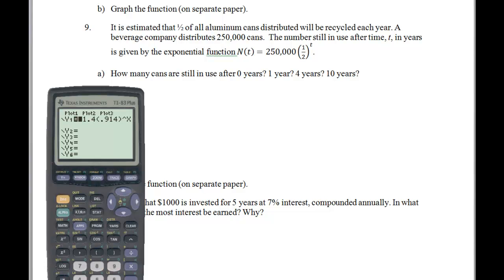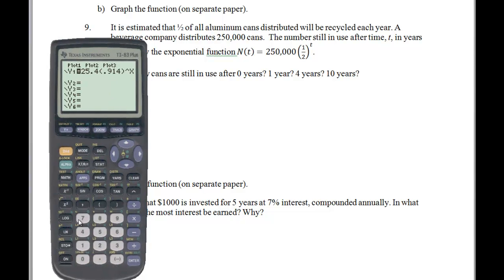But I'm going to save myself some time by typing in my 250,000 here, multiplied by my half, or 0.5, raised to the x power. Now if I go to my table here, I can see after 0 years, of course it'll be 250,000. But then as it goes on, after 1 year, there's only 125,000 of those original 250,000 cans recycled. Then after 4 years, it dwindles down to about 15,000 cans, and then at 10 years there's only about 244 of the original 250,000 cans that are still being recycled.